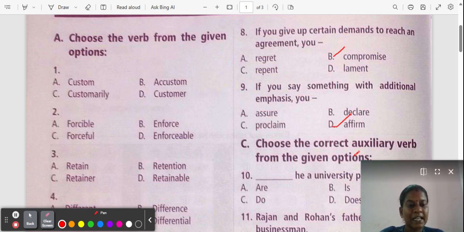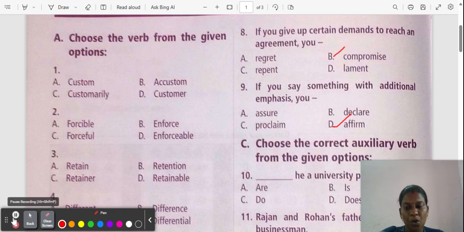Then choose the correct auxiliary verb from the given options.